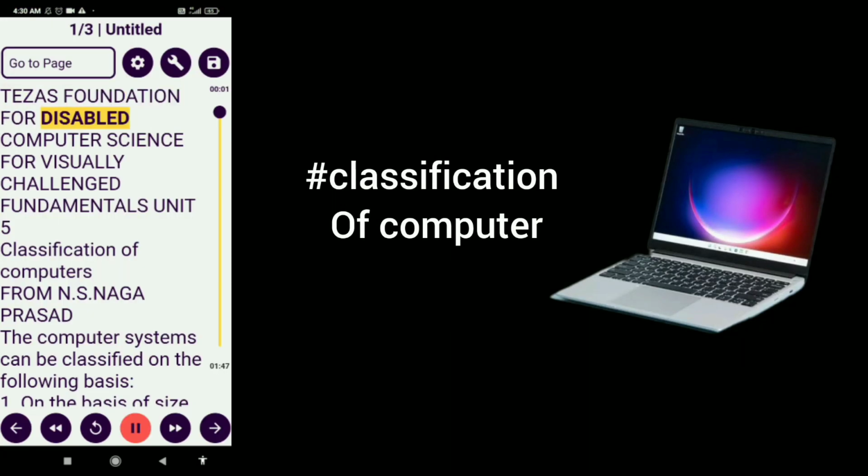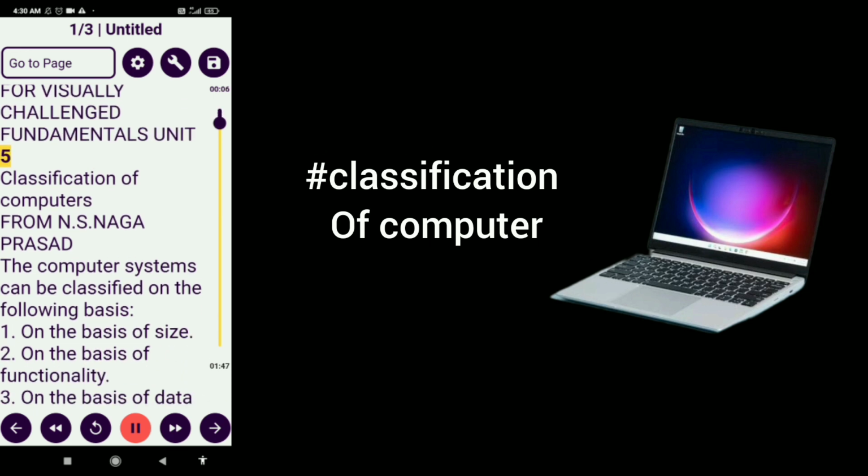TEZAS Foundation for Disabled. Computer Science for Visually Challenged. Fundamentals Unit 5. Classification of Computers. From N.S. Naga Prasad. The computer systems can be classified on the following basis.